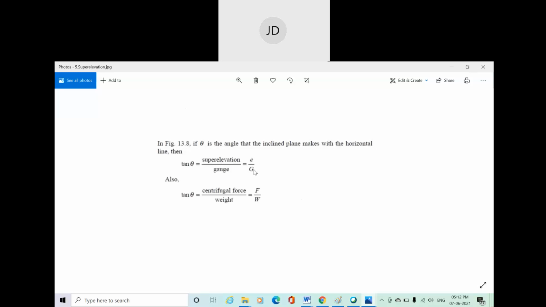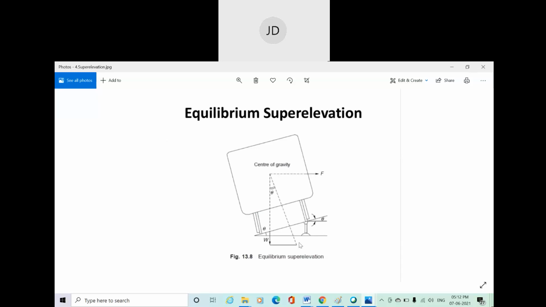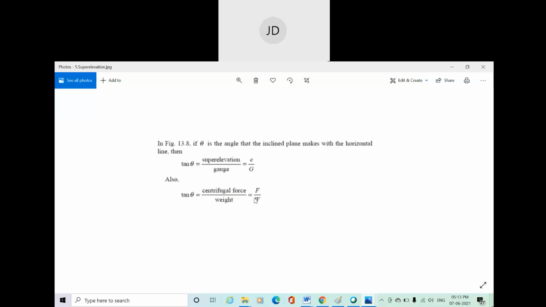In other words, we can also write tan theta equal to centrifugal force by W, weight. How? Consider this triangle, the bigger triangle. Even here, theta is the angle generated at the center. From this triangle, this is your perpendicular. This is the base. This base is given by your weight. This is the direction for the weight, right? And this is equivalent to the centrifugal force F. So we can write tan theta from this bigger triangle P by B. P means centrifugal force, B means W, this is your weight. So we can write tan theta equal to centrifugal force by weight, F by W.